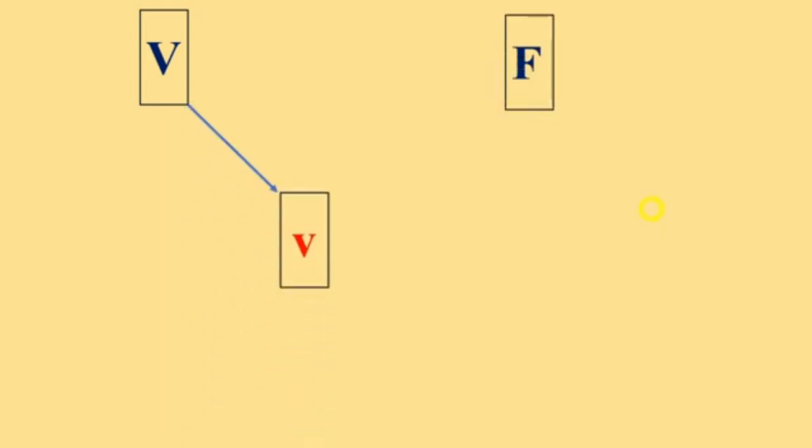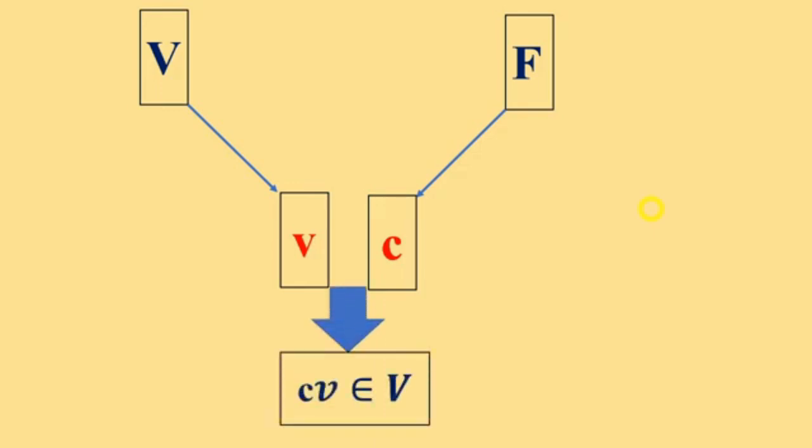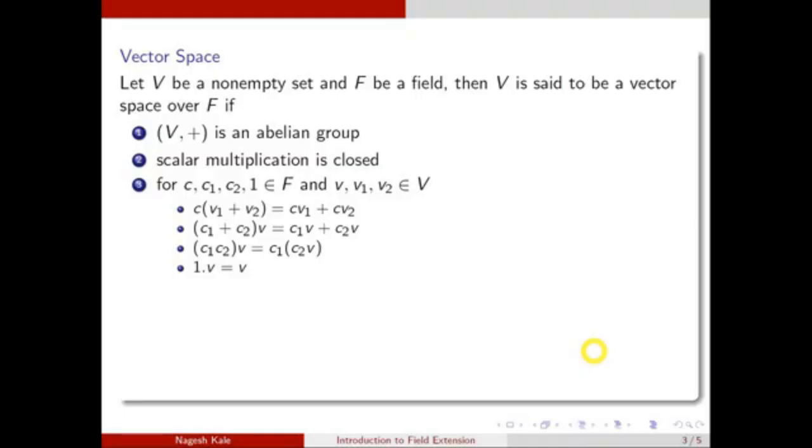Let me explain what I mean by scalar multiplication is closed. Suppose V is your non-empty set, F is a field under consideration. If you choose some element v from V, and if you choose some scalar c from your field F, then the multiplication of c and v should again be in V. Then only we can say that scalar multiplication is closed. For it to be a vector space, it should satisfy these four conditions.